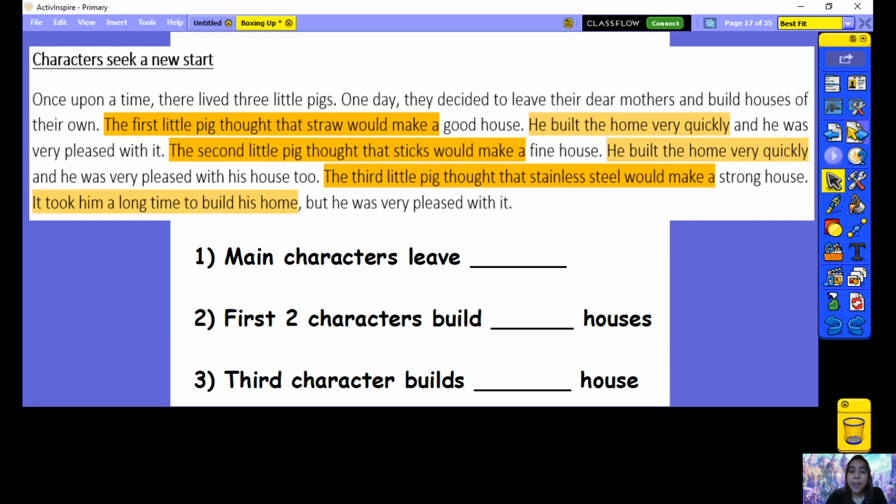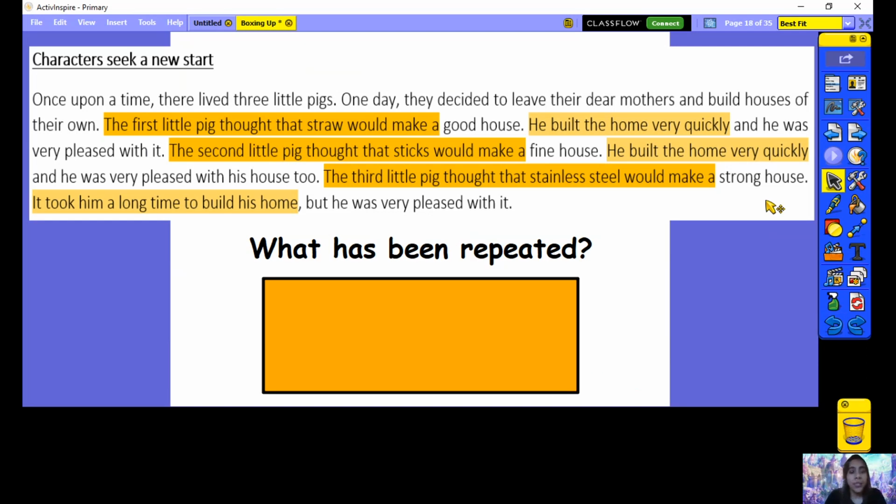Okay, so the first one is the main characters leave home. They all want to build houses of their own. The second is the first 2 characters build similar type of houses. One builds it out of straw, the other builds it out of sticks, quite similar materials. But the third character, building it out of stainless steel, so a strong metal, builds a very different type of house. So he doesn't go for bricks, he goes for something very different.